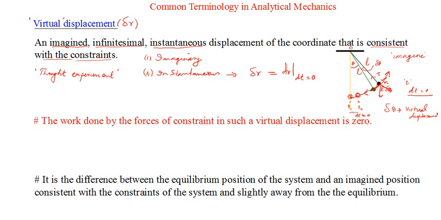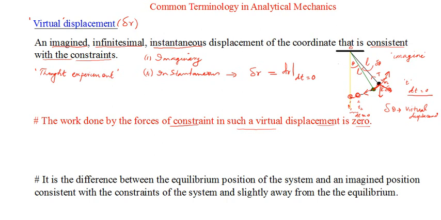Now we make a very important postulate, and this postulate has been supported by specific examples. This postulate that we are going to make, or this assumption that we are going to make, is based on our experience with the known force of constraint. So what is that postulate? See, the work done by the force of constraint in such a virtual displacement is 0. The work done by the force of constraint during a virtual displacement is 0.